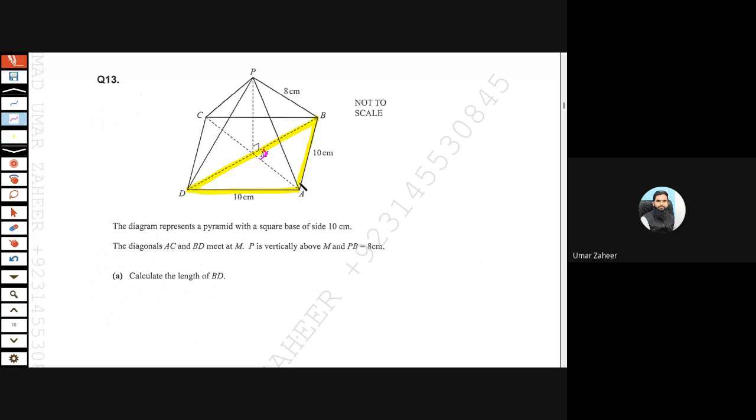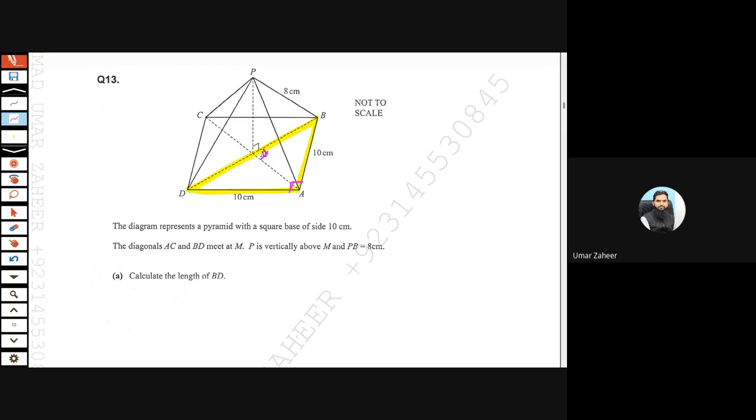It is a square, so this angle must be 90 degrees. So we have to use the Pythagoras theorem here to find the length of BD. Because we know that in a right-angled triangle, we have two options: we can use the Pythagoras theorem or trigonometric ratios. We have to use the Pythagoras theorem because two sides are given and we have to find the third one.